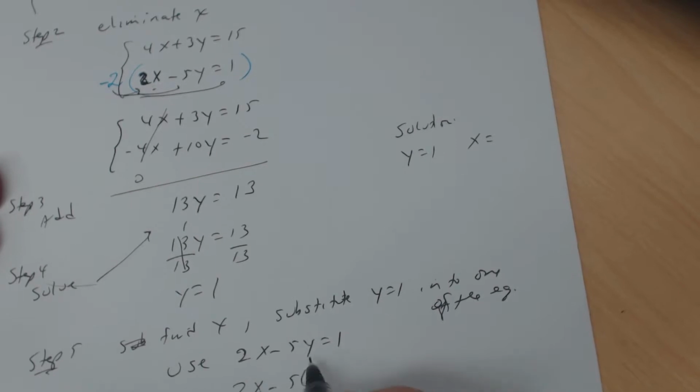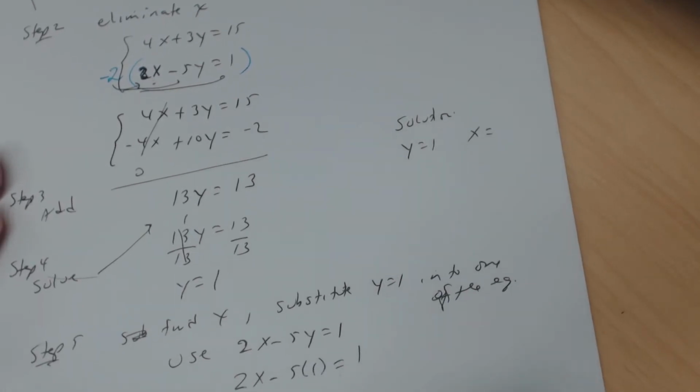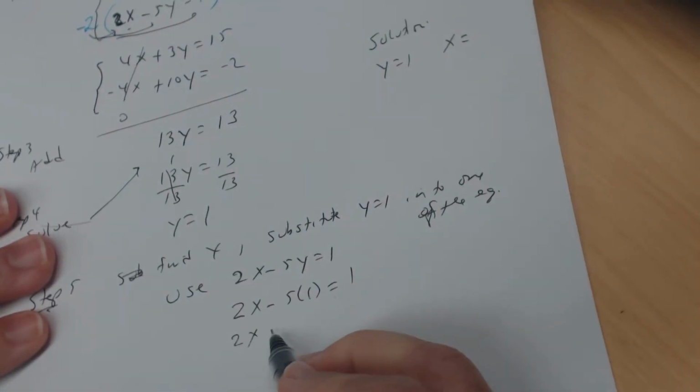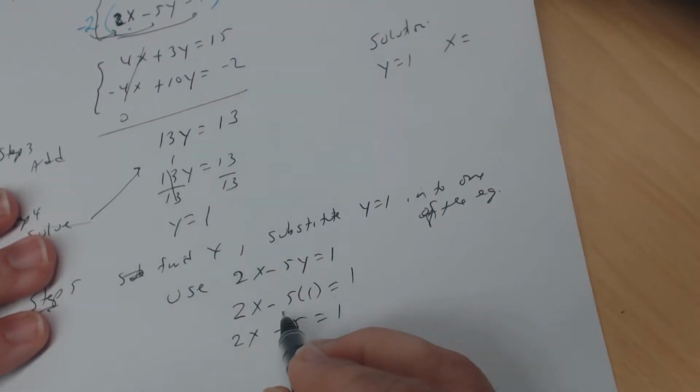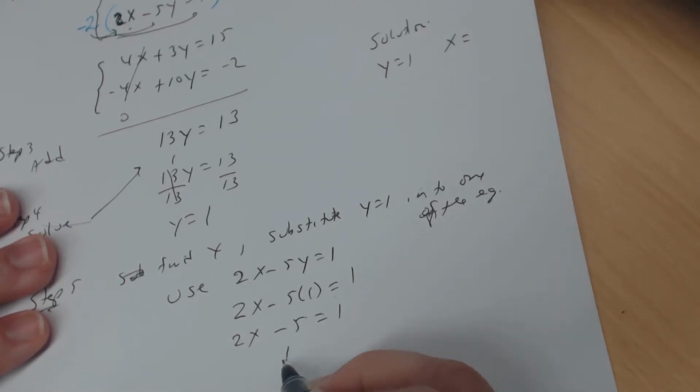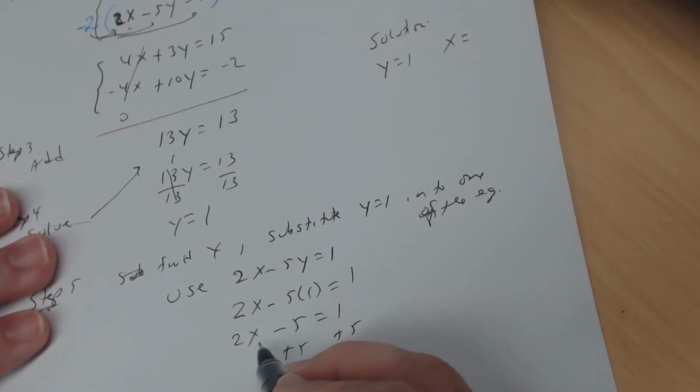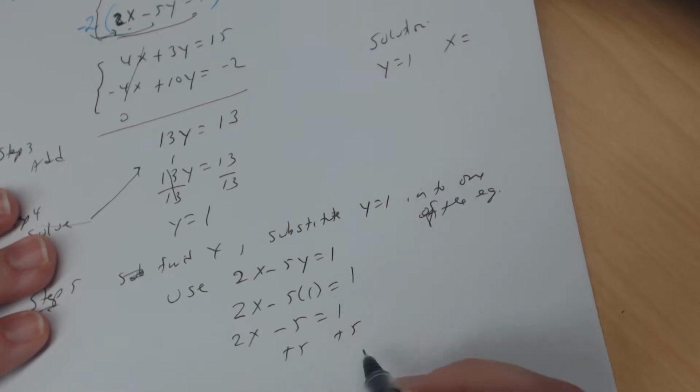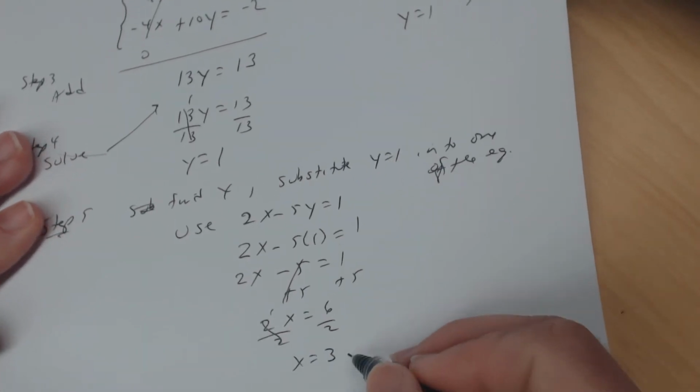2x minus 5 times y, remember is 1, equal 1. So I've got to solve for x. So 2x minus 5 equal 1. Negative 5 times 1 is negative 5. Adding 5 to both sides. Remember, this is a linear equation, so variables on one side, constants on the other. So I get 2x equals 6, and divide both sides by 2. I get x to be 3.